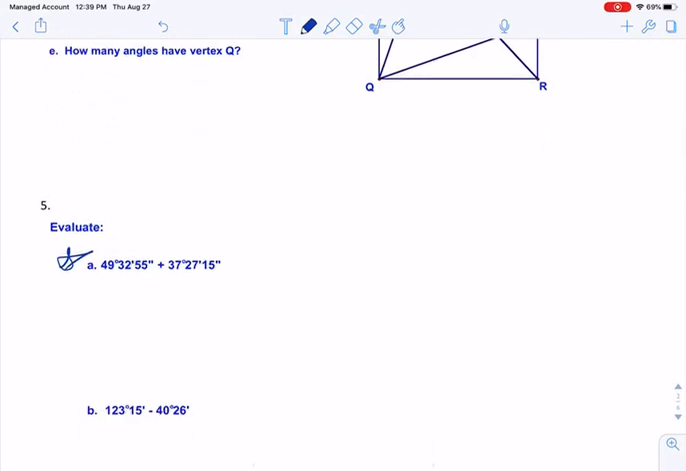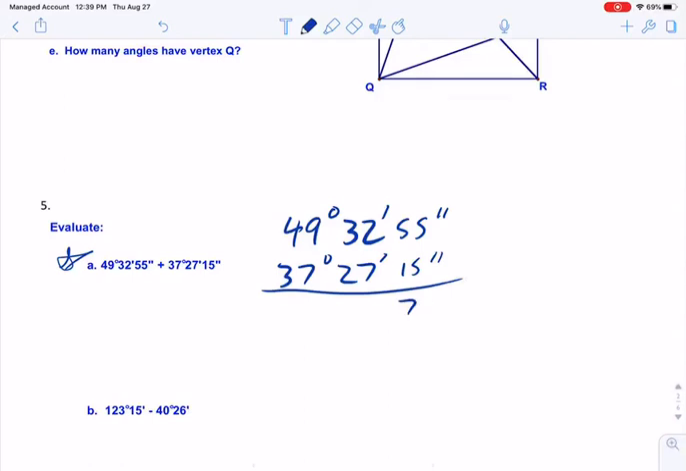All right, this one I'm going to add. So I always stack them like this, so they line up. And I'm going to add. So this turns into 70, 959, 6186.